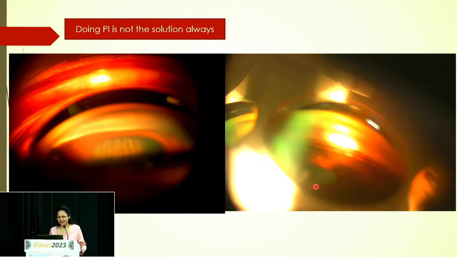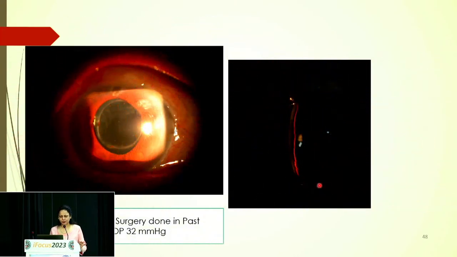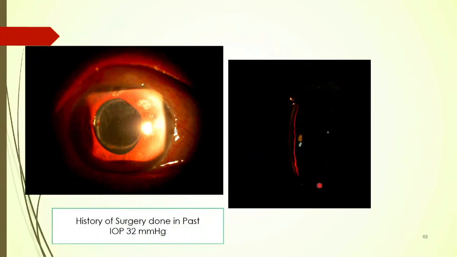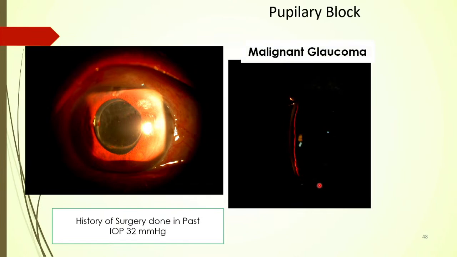So this is an angle open after the treatment with atropine and steroids. And this is what you were talking about, your lost companion. That's malignant glaucoma. There is a history of surgery done in the past, and the pressures are shooting up. Now, what are the two differential diagnoses that come to your mind looking at this picture? One you have already answered, and the other one is the pupillary block. So how will you differentiate between a pupillary block and a malignant glaucoma?